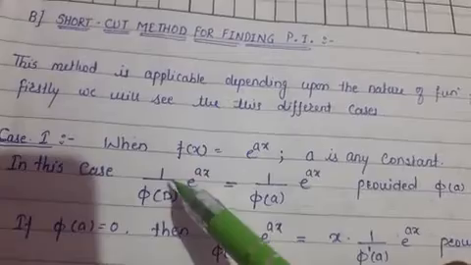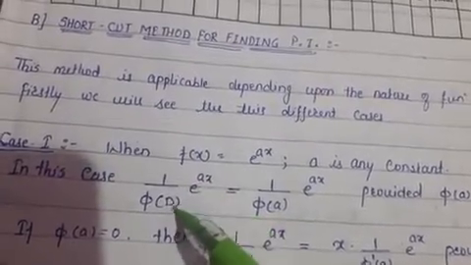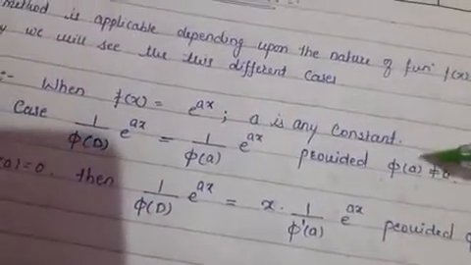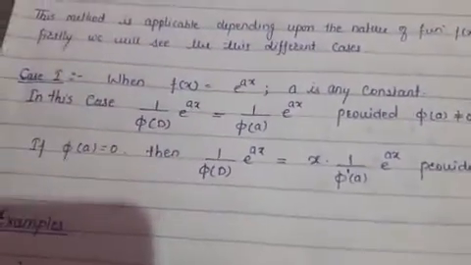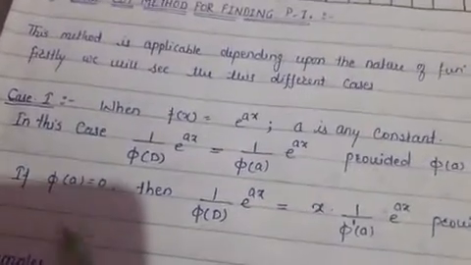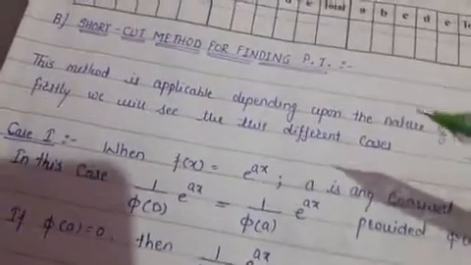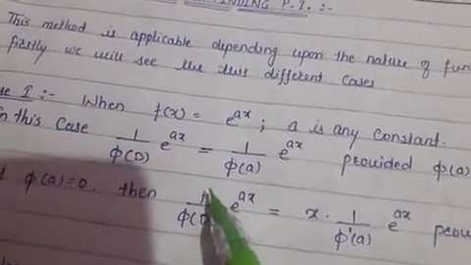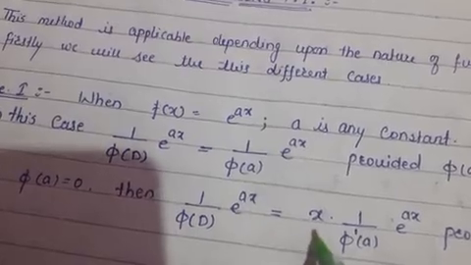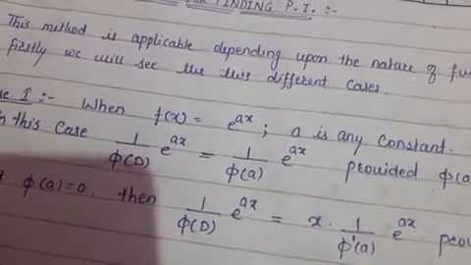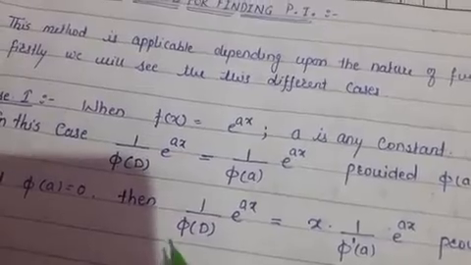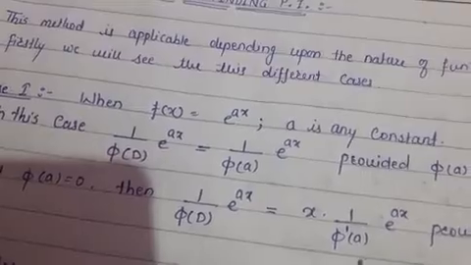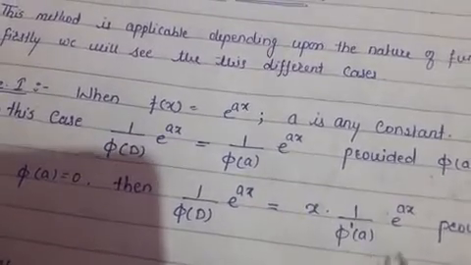That means in this term we have to substitute D equals a value, but it is not always possible that phi of a is not equal to 0. There are some exceptional cases where phi of a is equal to 0. Then what do we have to do in such cases? When phi of a is equal to 0, then we put 1 upon phi of D e raised to ax equals x into 1 upon phi dash of a. That means we have taken the derivative of phi of D and then applied D equals a. In that case x is present here along with e raised to ax.